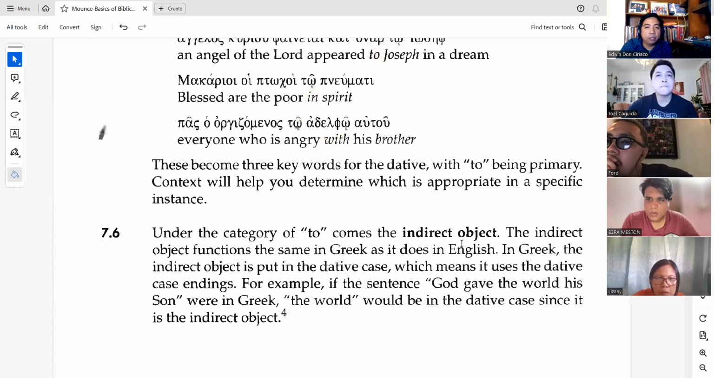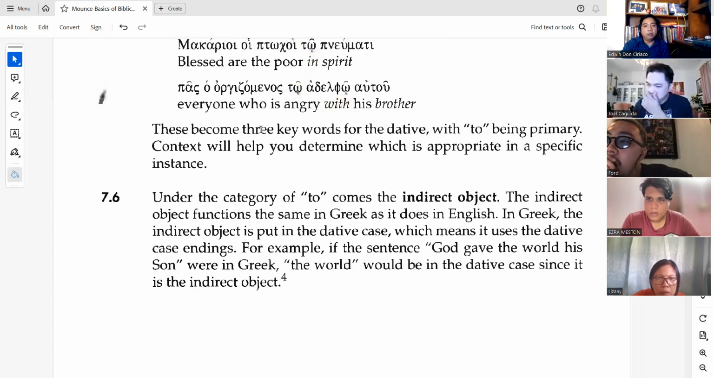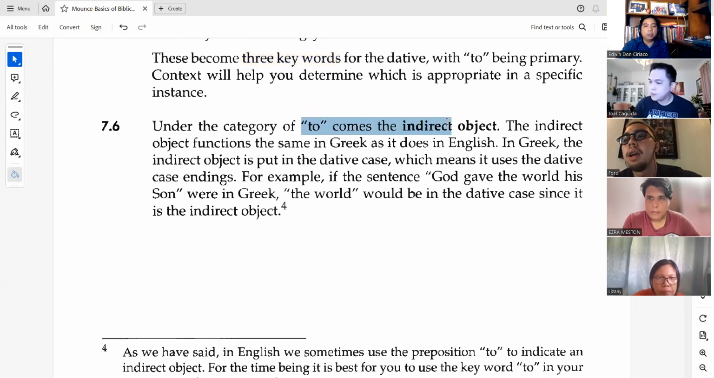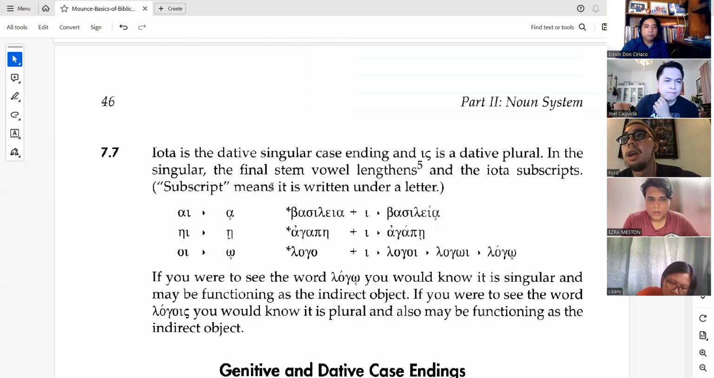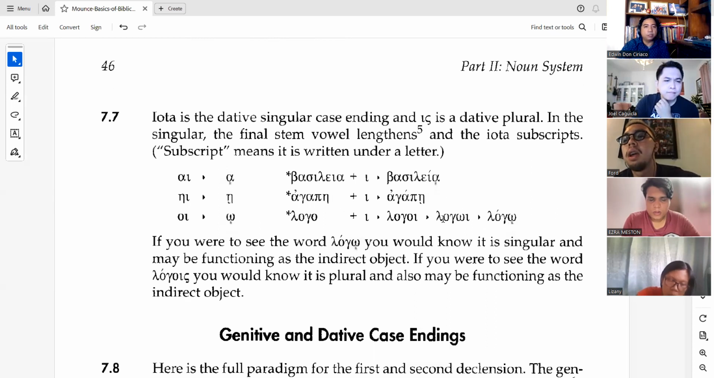Okay. So this becomes the three keywords again: to, in, with, and among. Under the category of "to" comes the indirect object. The indirect object functions the same in Greek as it does in English. And then, okay, maybe we could skip that. Iota is the dative singular case.